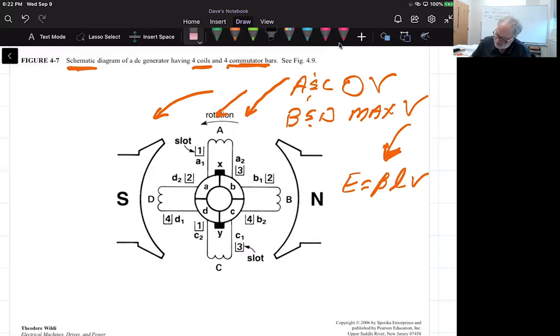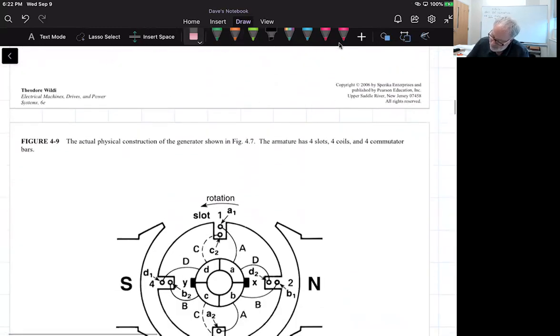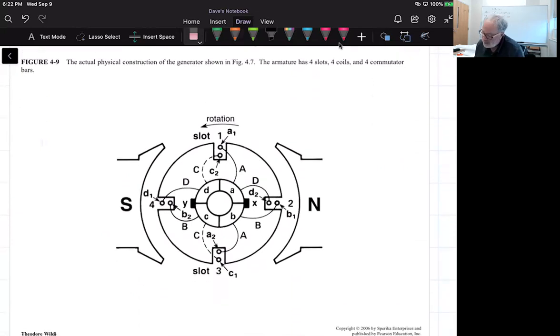Now let's fast forward here to the actual physical construction of this same generator, and I think this brings out some things clearer to us. Okay, so here again is coil A, and it is laid into the slot. It would run the length of that armature, terminate on the back side, and look, it comes out here, and it's 180 degrees opposed from one side to the other side. And these are slots that are cut in the metal, and these coils are laid in the slots.